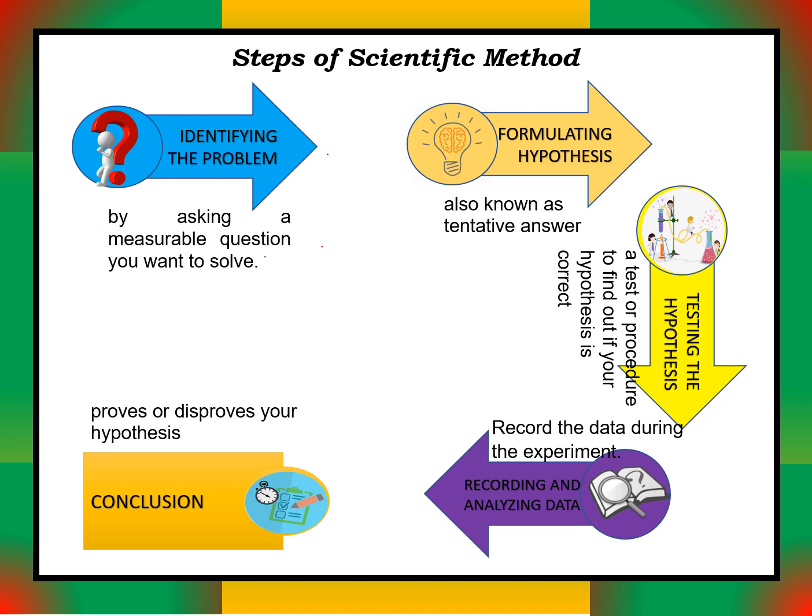Even if you want it to be right, if the data says no, then it's a no. If the data says yes, then it is a yes. So the conclusion must disprove or prove the hypothesis. Alright? So that's how to conduct the simple steps of the scientific method. Alright?